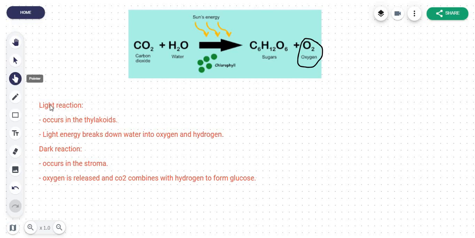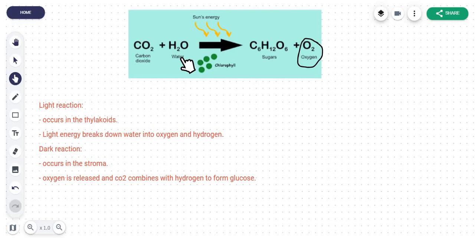So the light reaction occurs in the thylakoids, in one of those coin-like structures in which chlorophyll is present. It makes sense. Chlorophyll is needed to absorb light, so this is a light reaction. It should occur in the thylakoid. So this is where light energy is absorbed, and you see this water here. This water is broken down first into hydrogen and oxygen. This is bond breaking, an endothermic reaction.